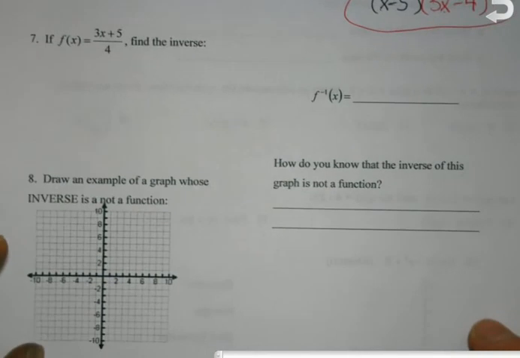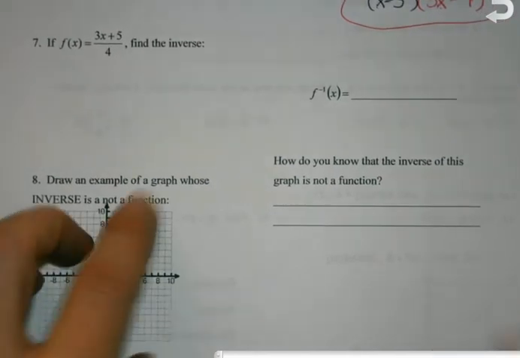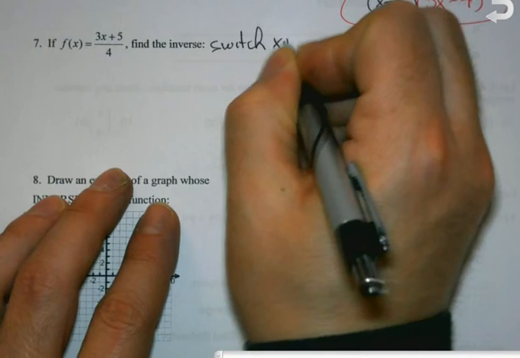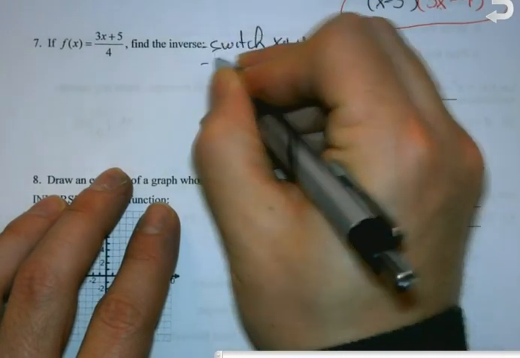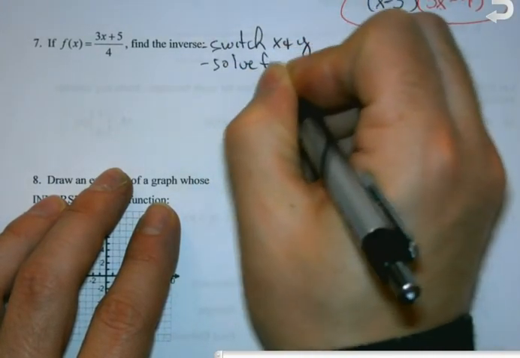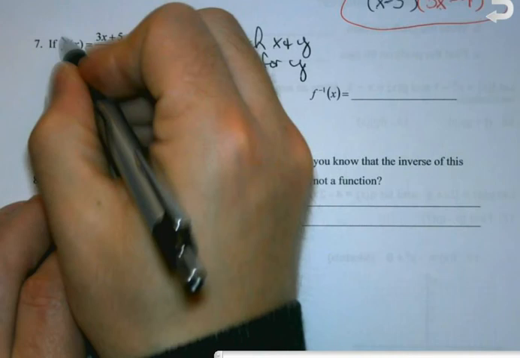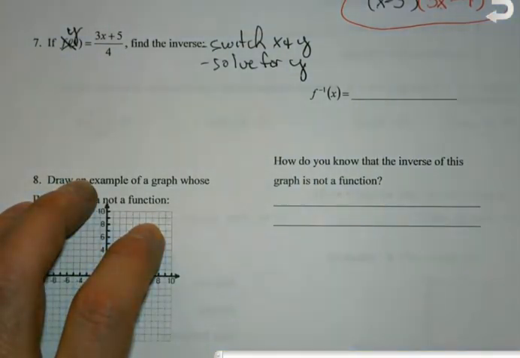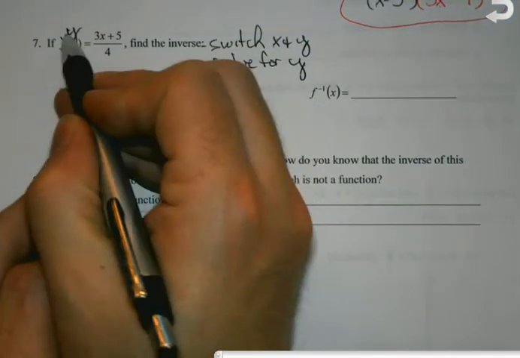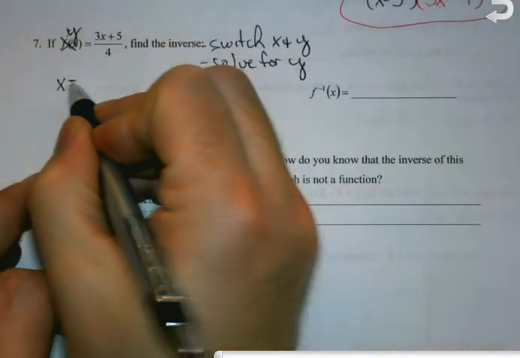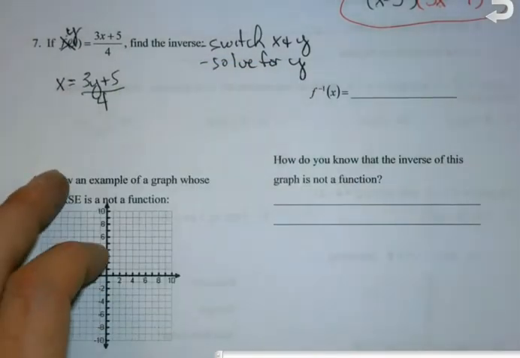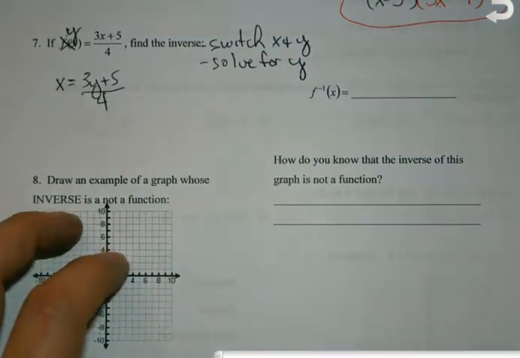When we're looking for an inverse, remember, that just means switch x and y and solve for y. F of x is just a fancy way of saying y. So my first step is to switch the x and the y around. And now my job is to get that y isolated.